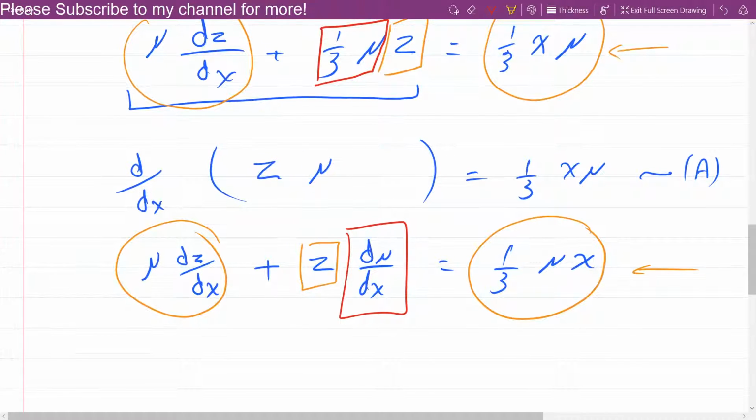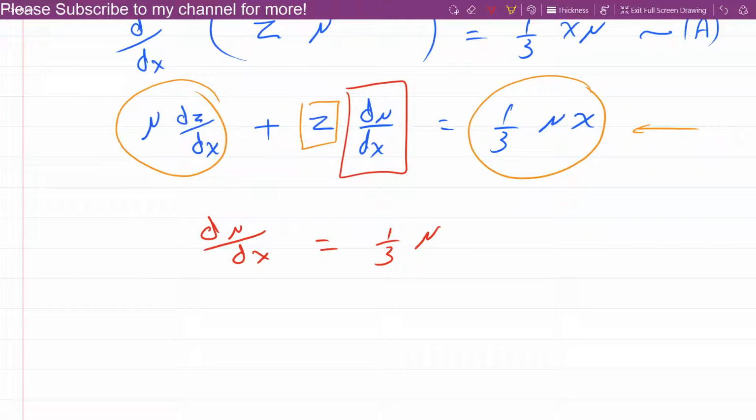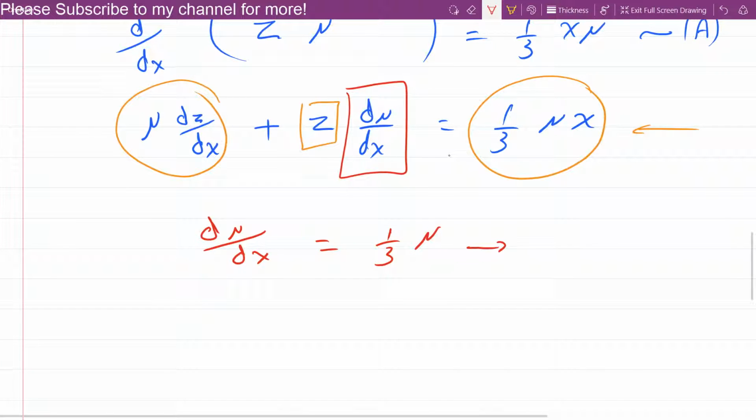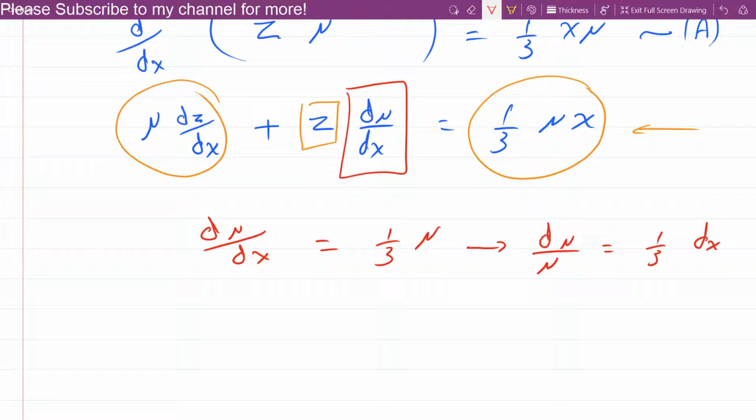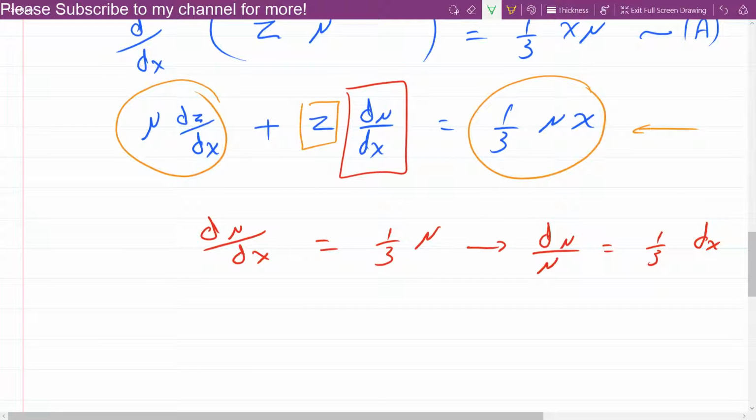So d mu over dx has to equal 1/3 mu. And now this is an easy differential equation. I can solve for the integrating factor, separate, so I have d mu over mu, divide both sides by mu, multiply both sides by dx, 1/3 dx. And now what I can do is I can integrate both sides.